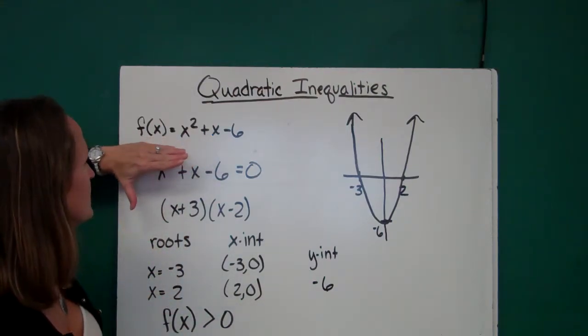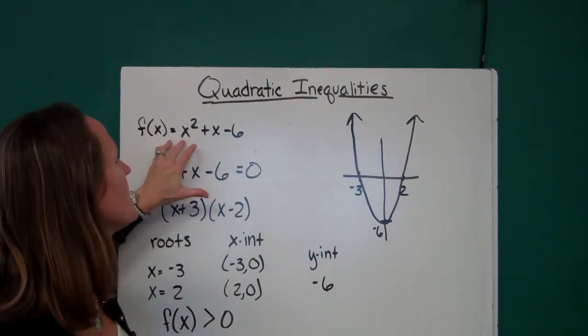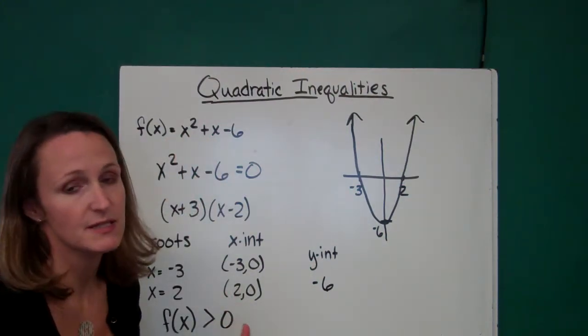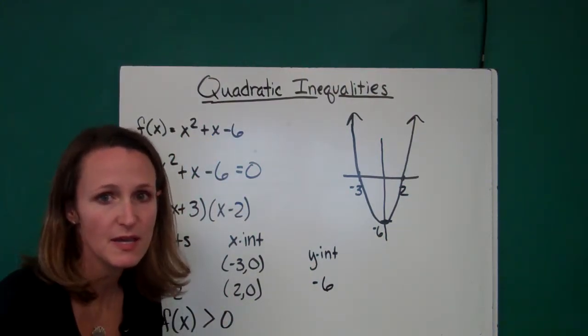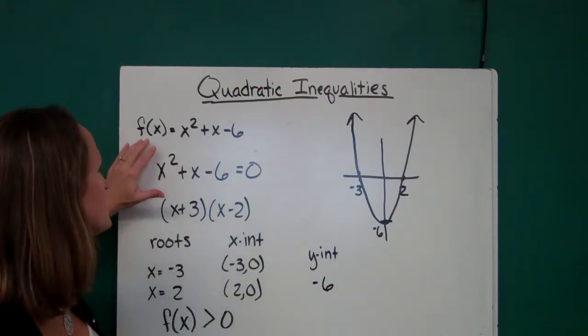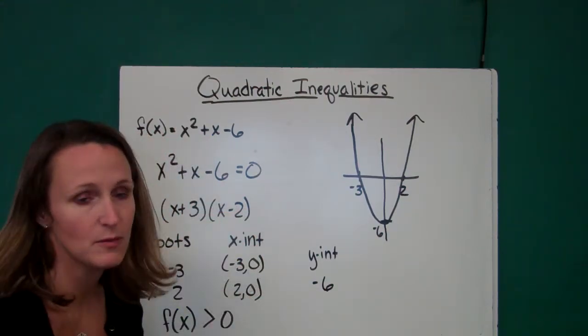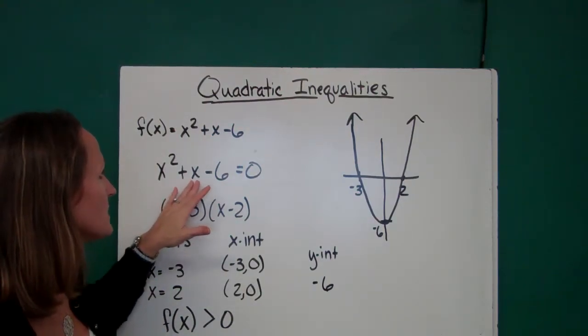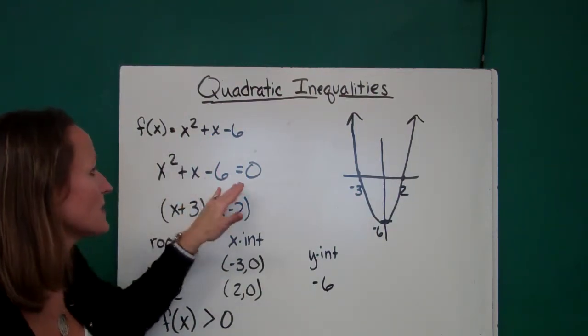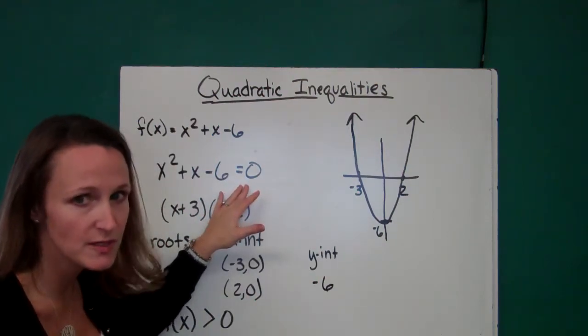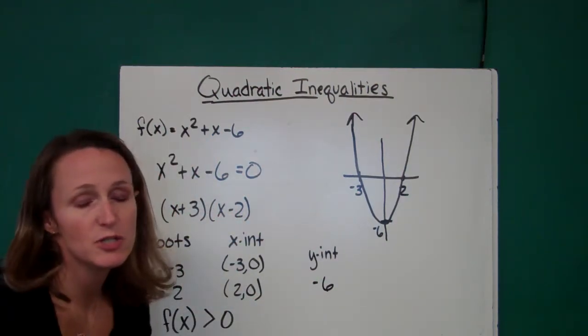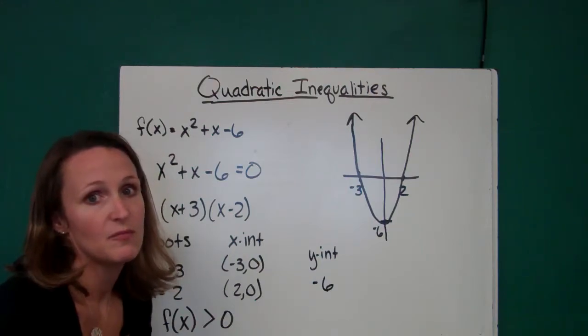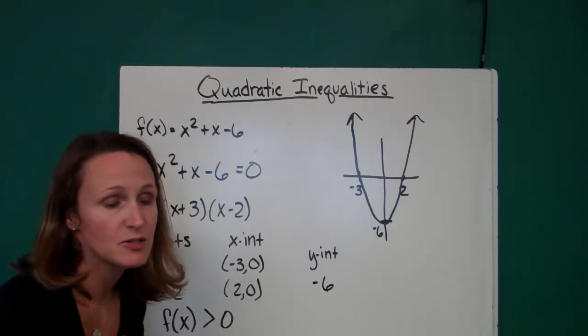So let's start with this. We're going to have f of x equals x squared plus x minus 6. Remember that f of x is just another way of saying y. We can substitute this any way we want. Now I'm going to change it and make it x squared plus x minus 6, and instead of f of x, I'm setting it equal to 0. I'm doing this so that I can switch it up and factor it, so that I can find my x-intercepts.